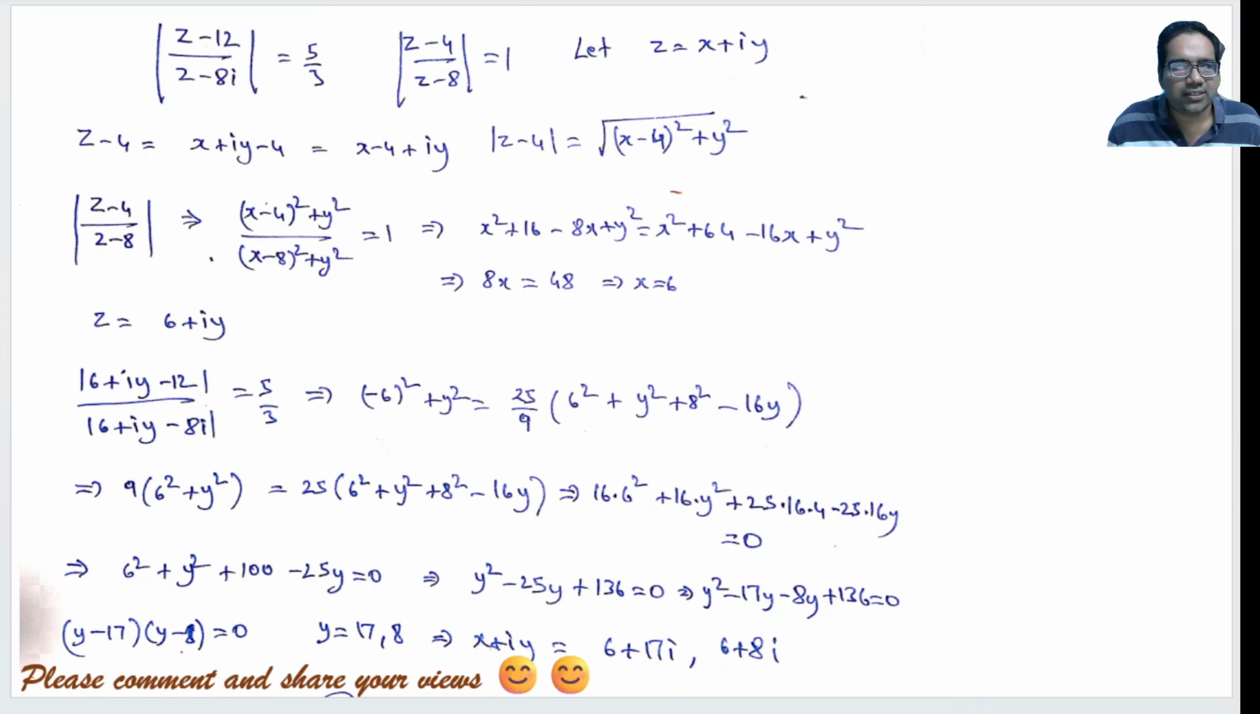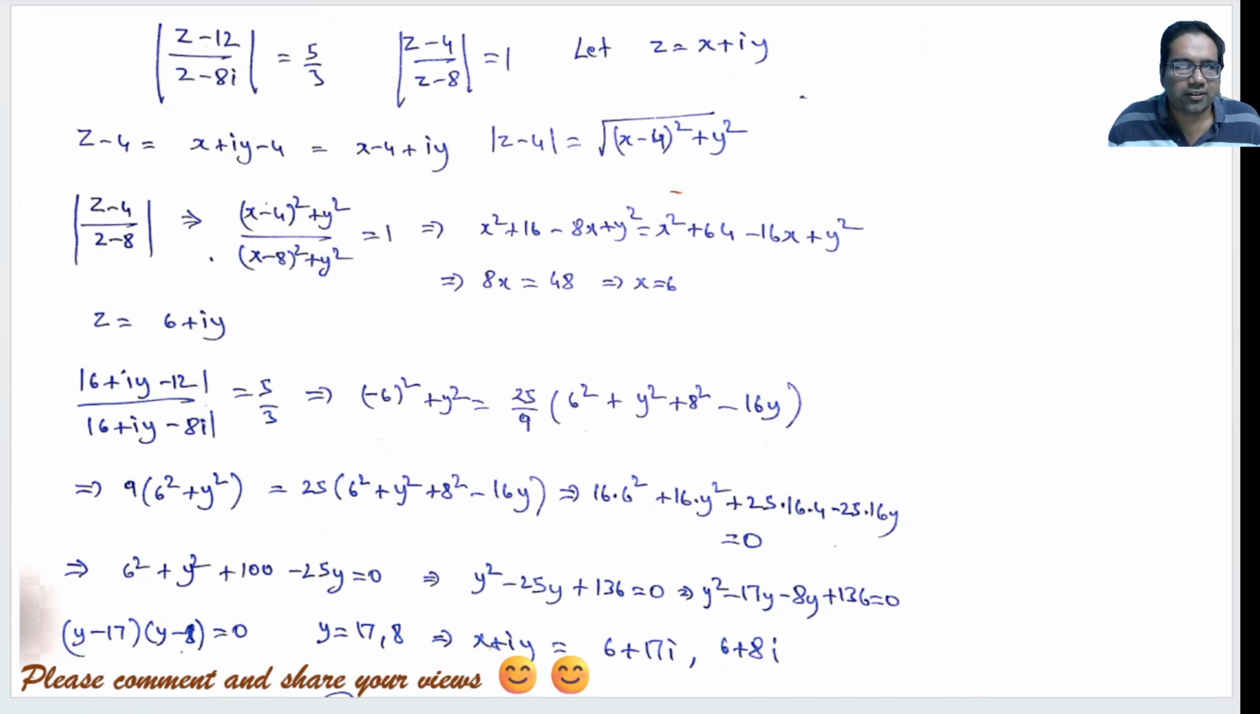Let's just expand. x square plus 4 square, which is 16, minus 2 into x into 4, which is 8x, plus y square equals x square plus 64 minus 16x plus y square. Then x square cancels out. Bringing terms to one side, we get 16x minus 8x, which is 8x, and 64 minus 16 is 48. The y square also cancels out. So 8x equals 48, x equals 6. We know x is 6, we don't know y, so z is in the form 6 plus iy.